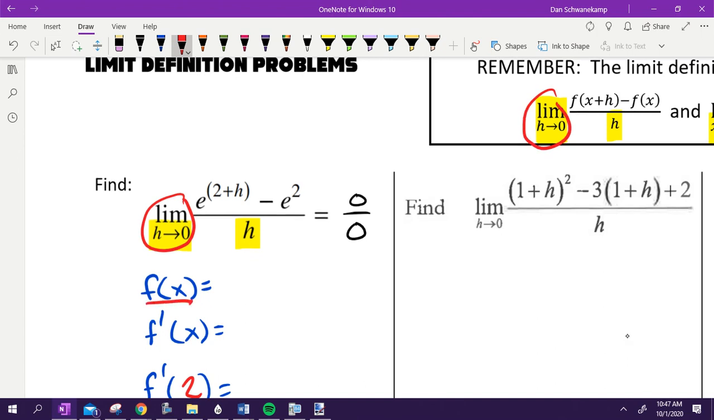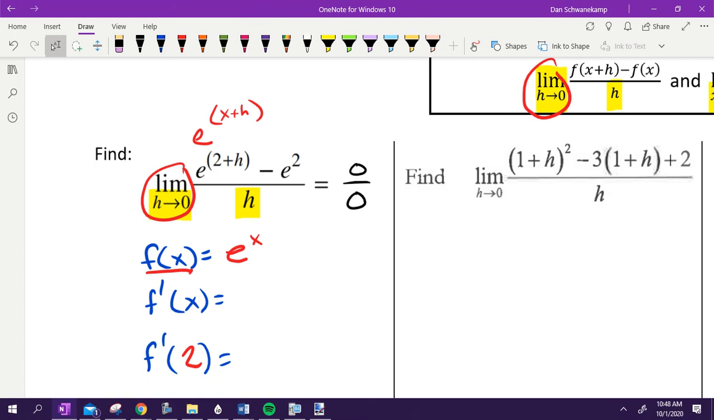I need to know what is the function that they're describing here. It normally says f of x plus h. Well, this is e to the x plus h. That 2, they already substituted in for 2. It's really x plus h. And so my function is simply e to the x. That's what f of x is going to be here. And the 2 is going to represent my x value. So I'm going to put that right there.